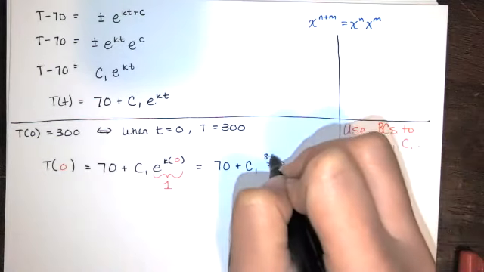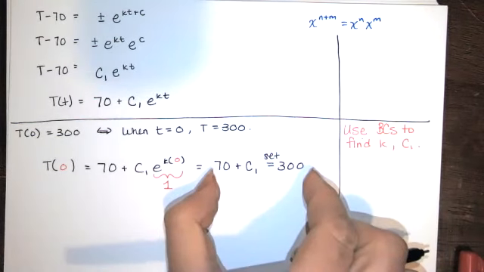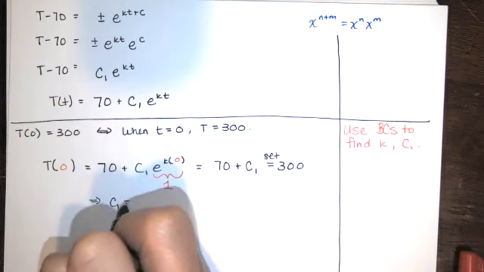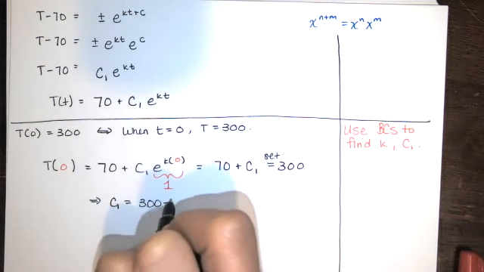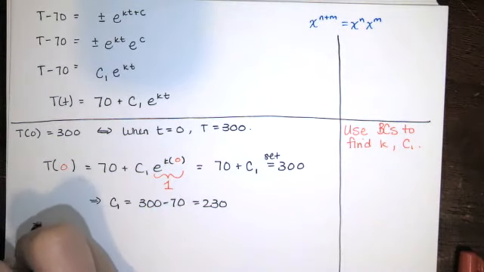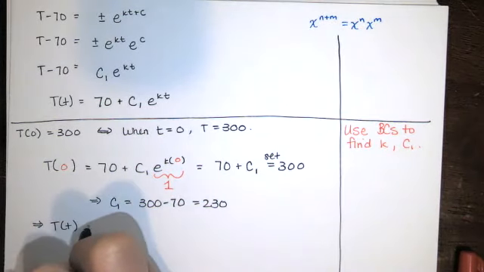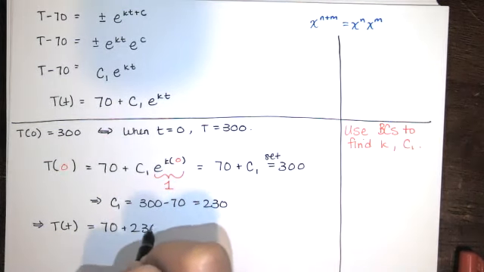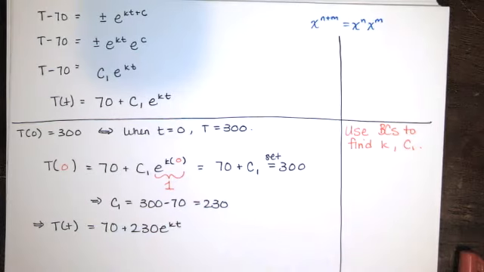So we'll set these guys equal to each other. Now I've got a very simple equation for C1. So I'll solve it for C1 by subtracting 70 from both sides, and we get 230. So we have T of t equals 70 plus 230 times e to the kt.